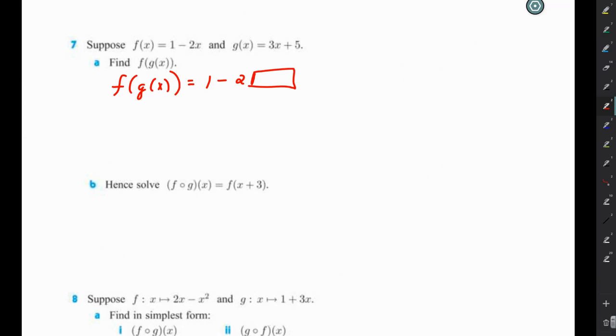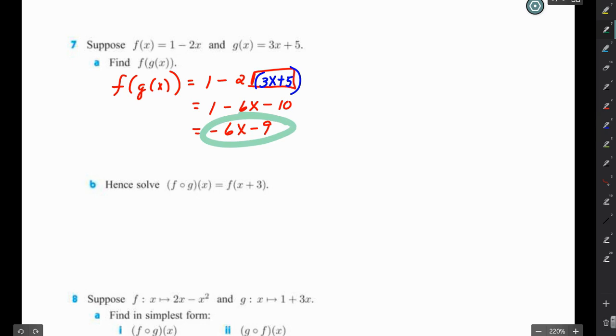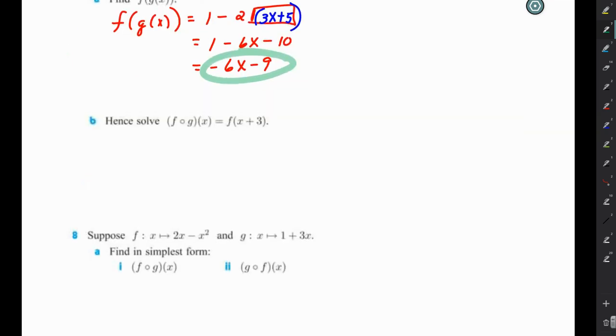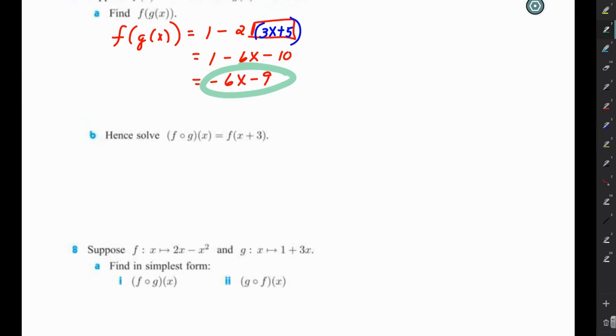Okay, our lead function is f. We're replacing x with the g function. We're going to distribute the 2. Final answer, negative 6x minus 9. All right, then it says, hence, solve f of g of x equals f of x plus 3. Okay, so we know that f of g of x, right, that's what this is, these mean the same thing, is negative 6x minus 9.